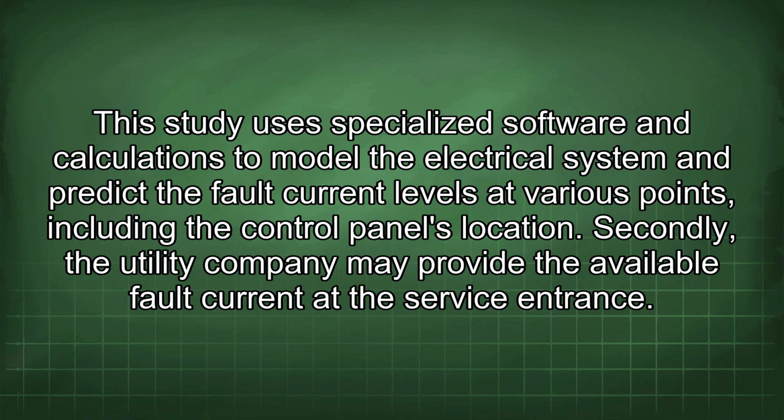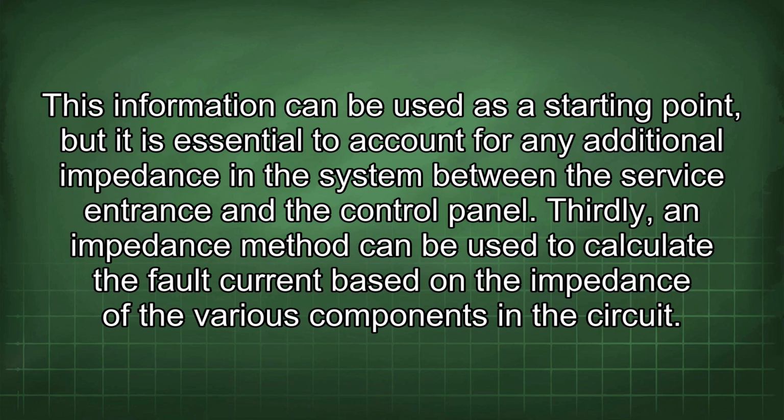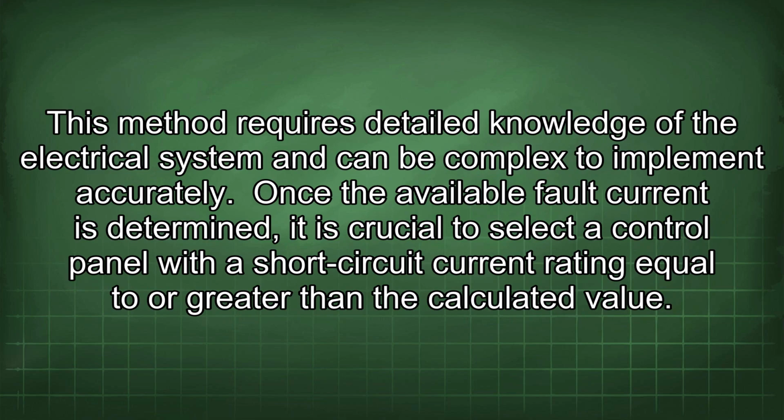Secondly, the utility company may provide the available fault current at the service entrance. This information can be used as a starting point, but it is essential to account for any additional impedance in the system between the service entrance and the control panel. Thirdly, an impedance method can be used to calculate the fault current based on the impedance of the various components in the circuit. This method requires detailed knowledge of the electrical system and can be complex to implement accurately.